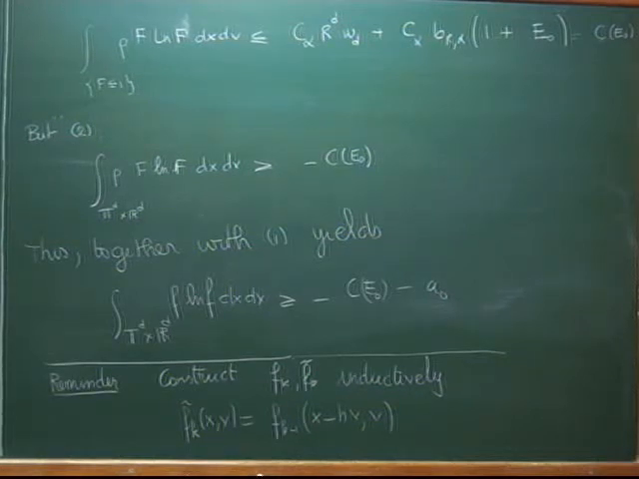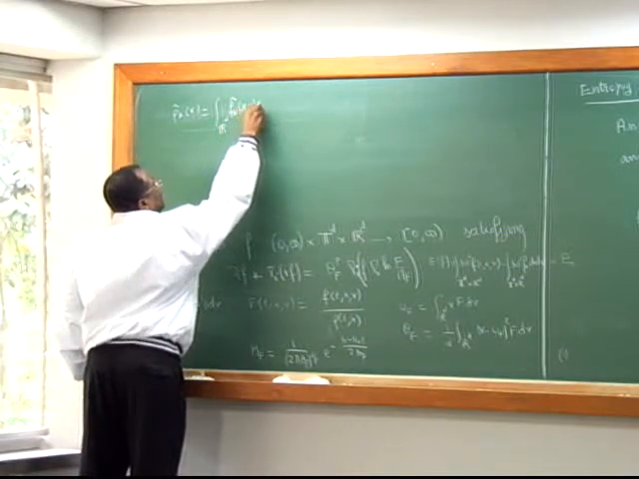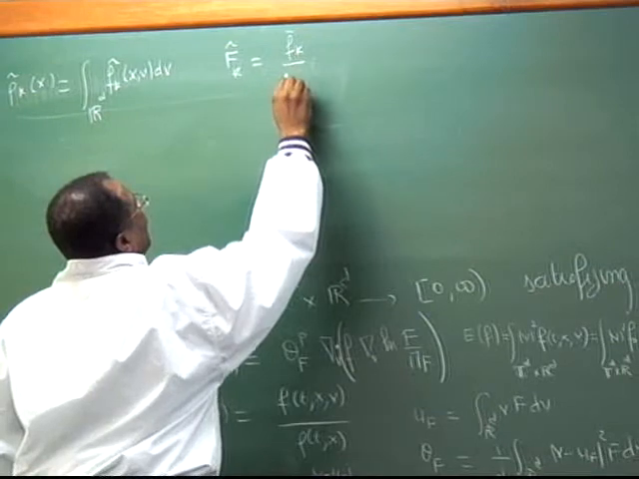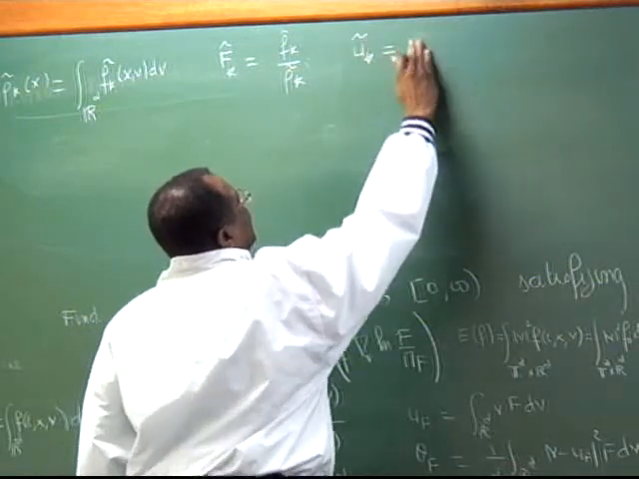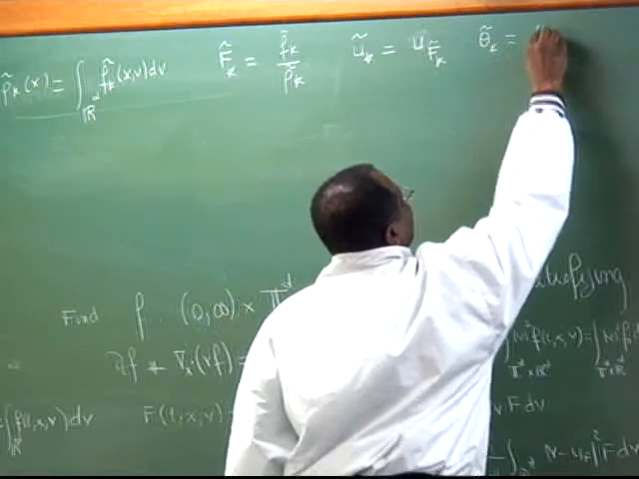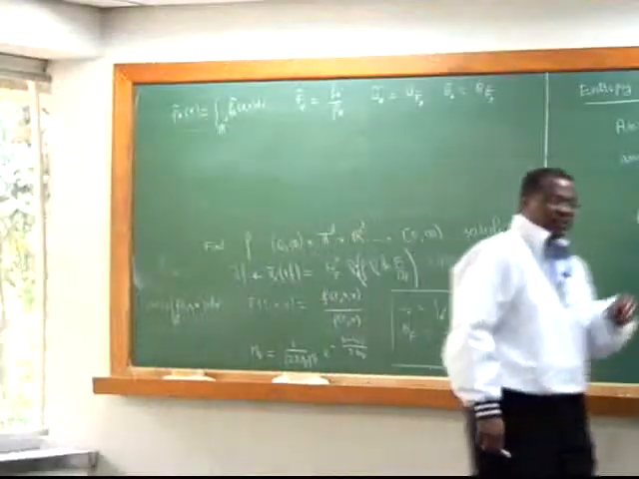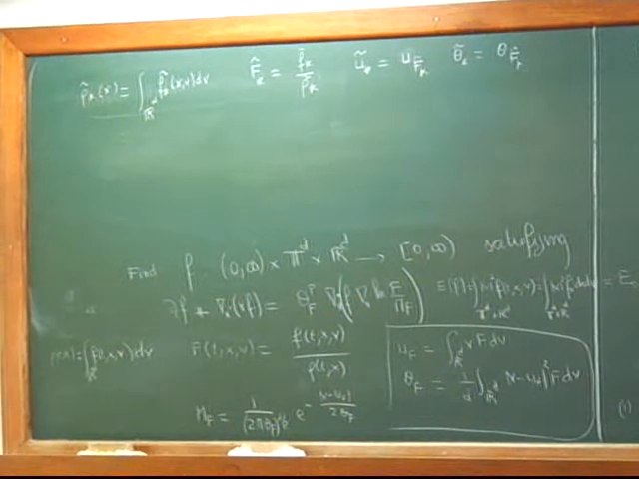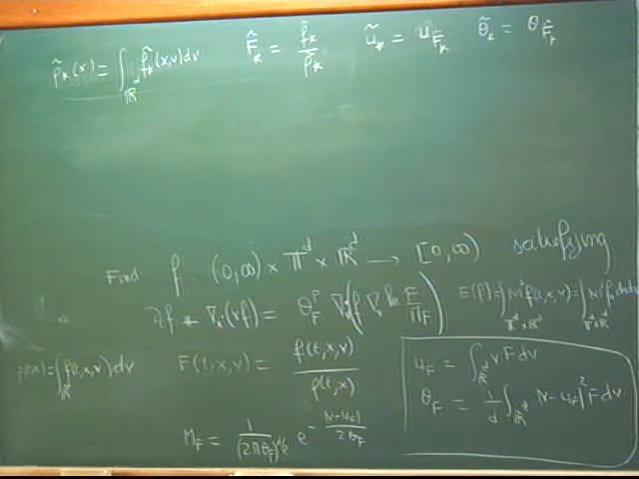So define rho tilde k of x to be the integral over R^d of F_k tilde x, v dv, capital F tilde k equal to f tilde k divided by rho tilde k, and u tilde k is u of F tilde k, and theta tilde k is theta of F tilde k. I recall the definition of u is the first moment, and theta is the temperature, which is 1 over d times the variance. Then this gives the first step, and then you have what we call a fractional step to account for this term in the right-hand side.